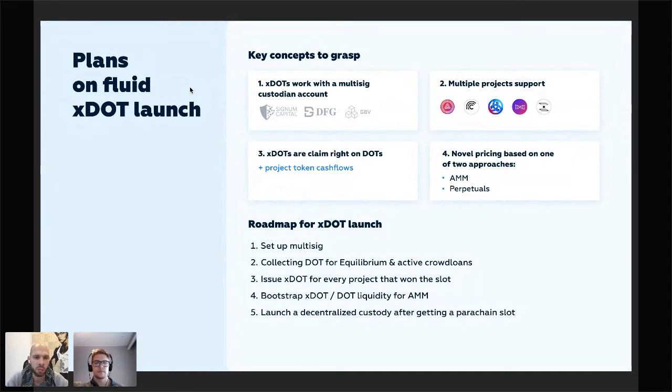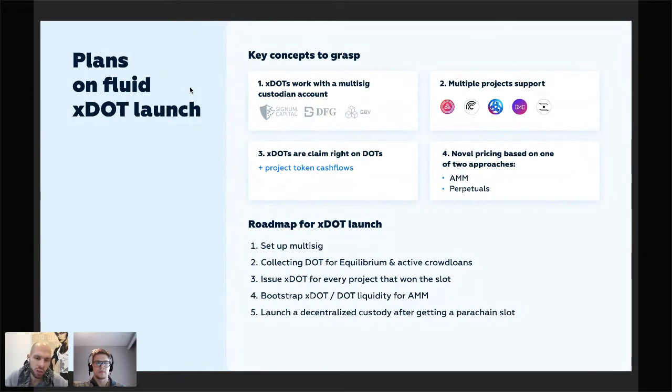The idea behind that was to improve everything related to DOT staking. Just to remind you, I'm sure most of you are aware of the process. You need to stake your DOTs for your favorite project, it might be Equilibrium or any other. And if the project manages to get the slot, your DOTs will be locked for 2 years. You actually get stuck without liquidity of the DOTs that you contributed into this process.